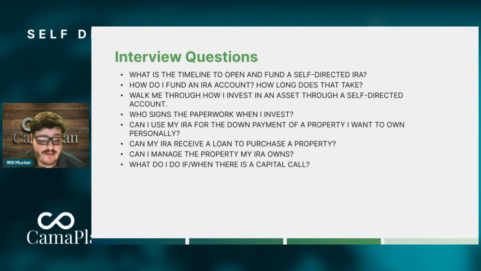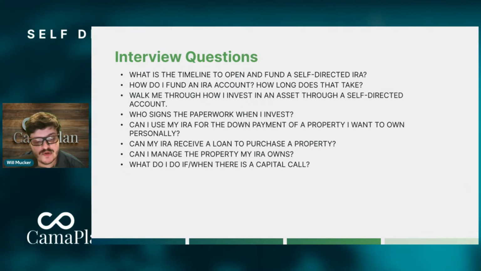Can I manage the property my IRA owns? It really depends on your definition of manage. You can pick the tenants. You can screen the tenants. You can submit payment requests for the asset owned by the IRA. Now, you just can't go in there and work on the property yourself. You can't pick up a paintbrush and paint the walls. You can pick the color of the paint, but you have to pay somebody else to paint the property. Your IRA has to pay somebody else to paint the property.